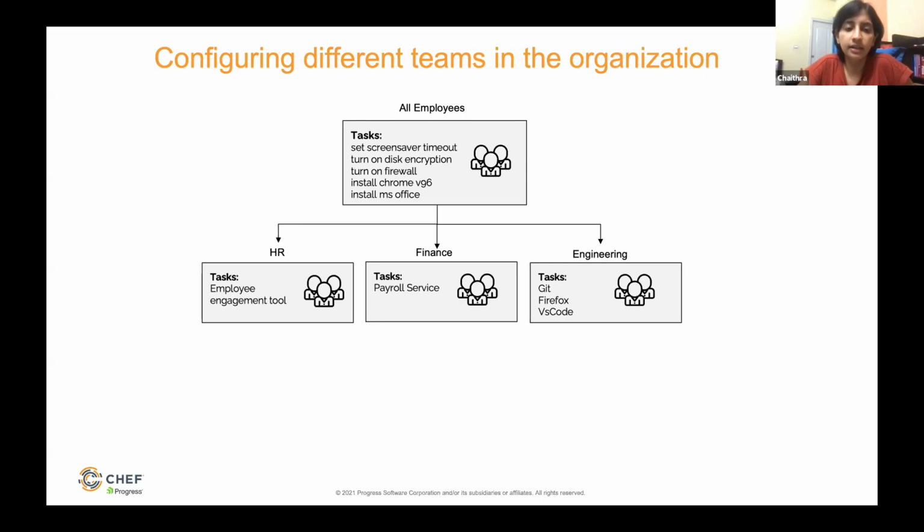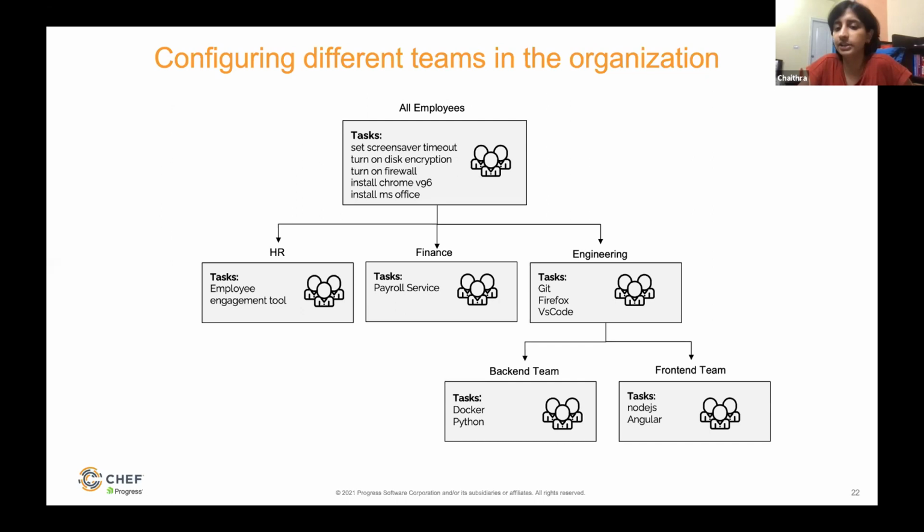And then there are some team-specific configurations also to be performed. Like there are usually different teams like HR, finance, and engineering. So in addition to the base configurations, probably HR would need an employee engagement tool, and finance would need a payroll service, and engineering would need Git and VS Code to write their code and stuff like that, right? So drilling down further, right?